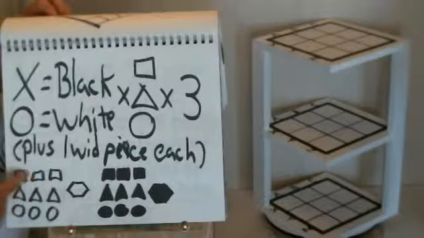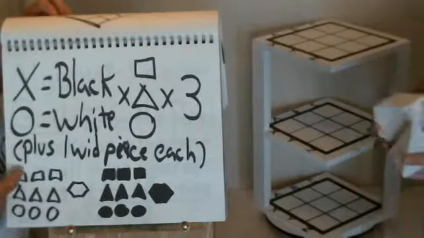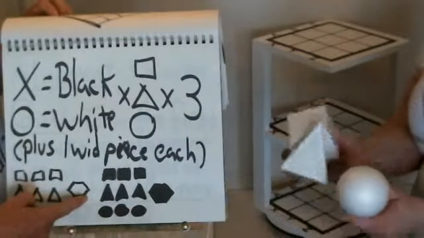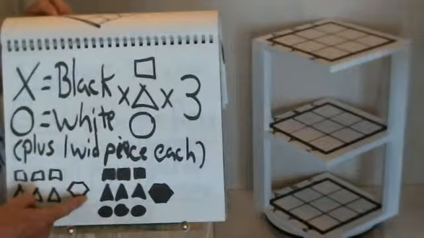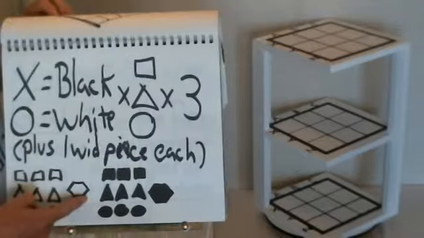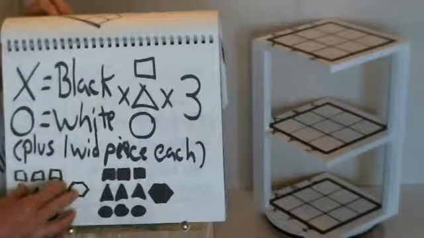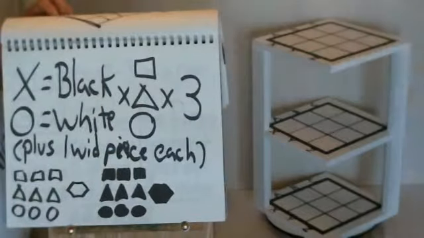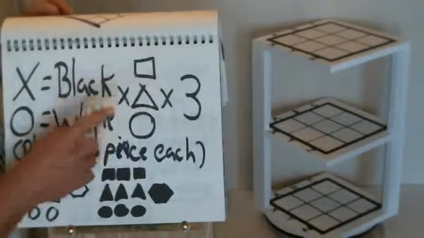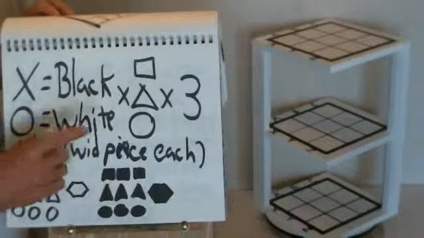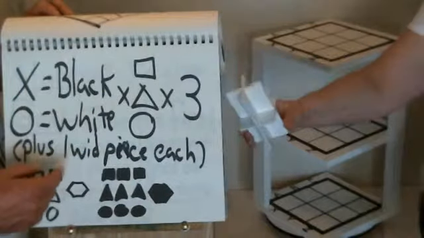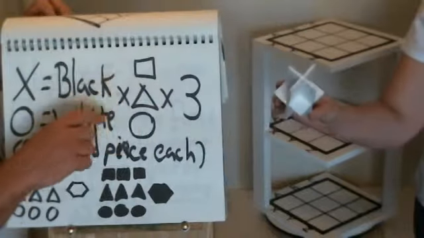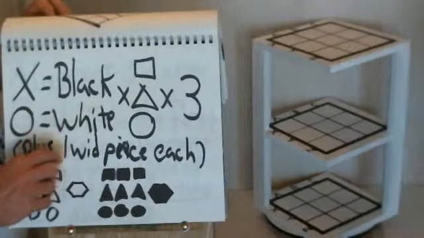There are 3 squares, 3 triangles, 3 circles, and 1 wild piece represented by the hexagon. That made 10 for white, 10 for black. In this set, the wild piece that Virginia was just displaying is called the multi. In this set, it's represented by this thing, which is 3 planes coming together.